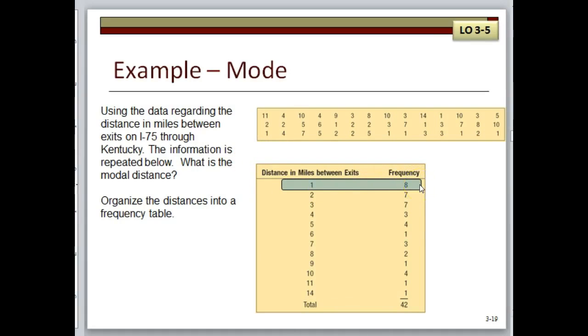If we look here at the frequency, we are looking for, remember the definition of mode, the number that is used the most. So you can easily see here that the distance in miles between exits, 1 mile between exits, occurs the most with a frequency of 8. So that would be our mode.